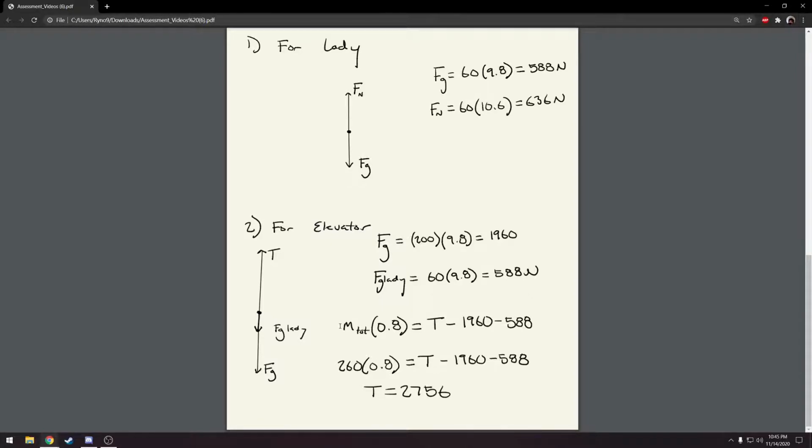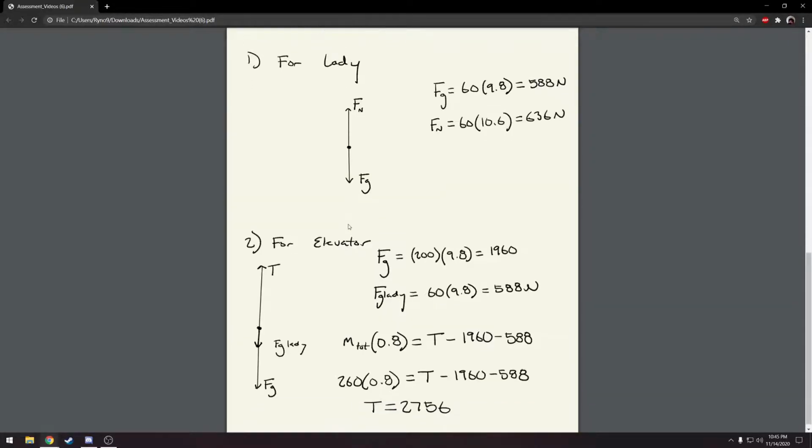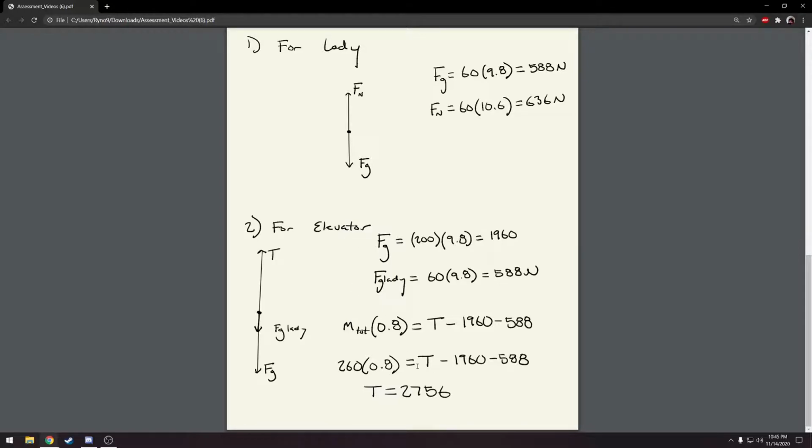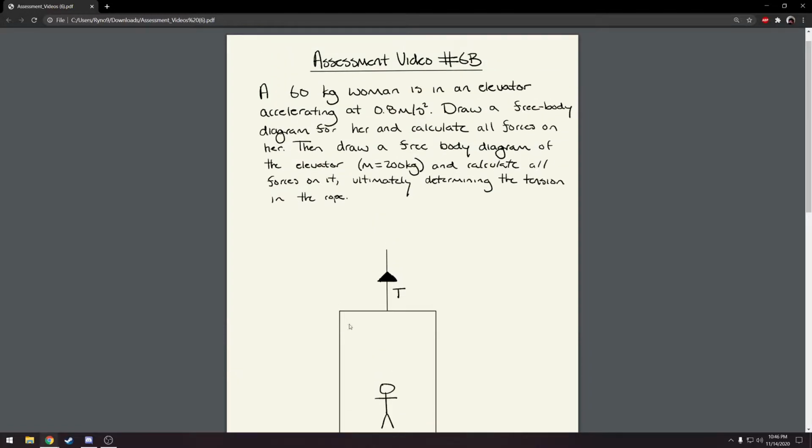We know the total mass is going to be 200 plus 60, 260. We know the acceleration of the whole system is going to be 0.8 meters per second squared. And we don't know tension, but we do know the force of gravity on the elevator, which is 1960, and we do know the force of gravity from the lady. We have all our knowns, we plug them in, and we just solve for T, and we get that T is equal to 2,756. And that's about it for this problem.